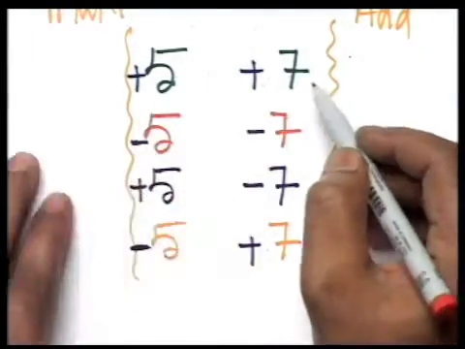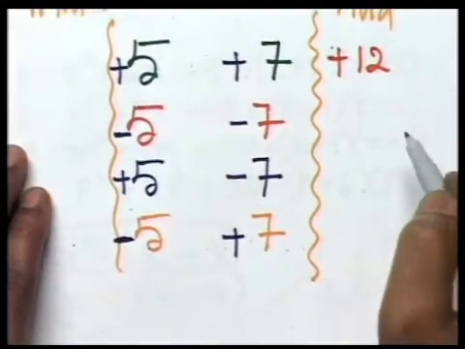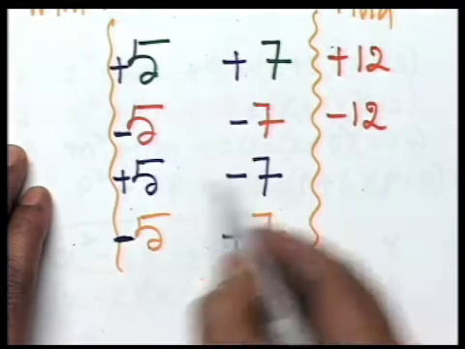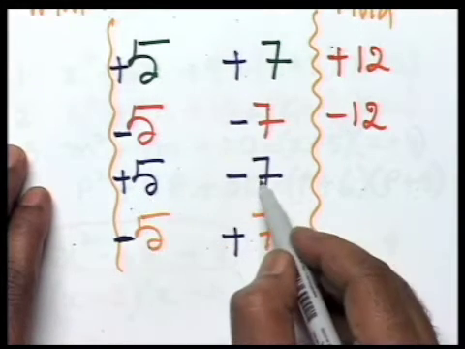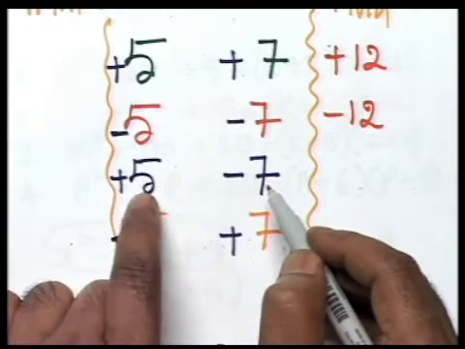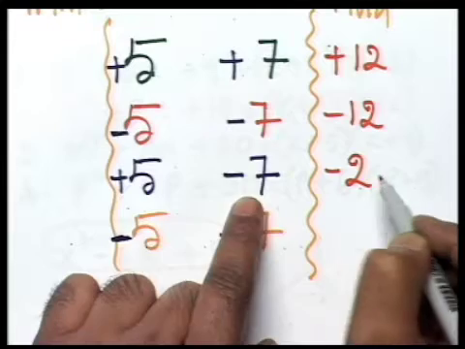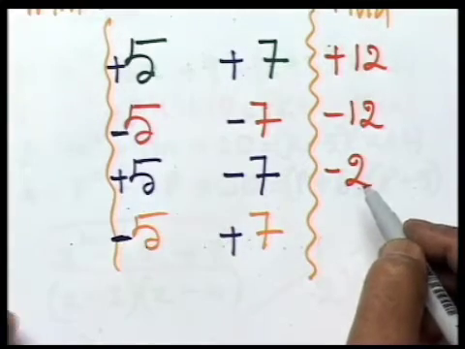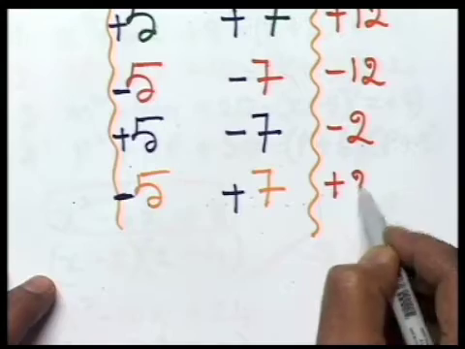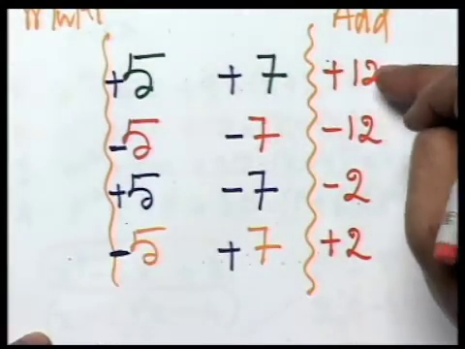Plus 5, plus 7, you're adding, your answer is plus 12. Please watch, that's plus 12. Minus 5, minus 7, it's minus 12. Then it's a positive 5 and a negative 7, plus 5 minus 7. Be careful, your answer is minus 2. When you add them, you get minus 2, okay? Then it's a minus 5 and a plus 7, which will be a plus 2. So 5 and 7 can be added in 4 different ways.